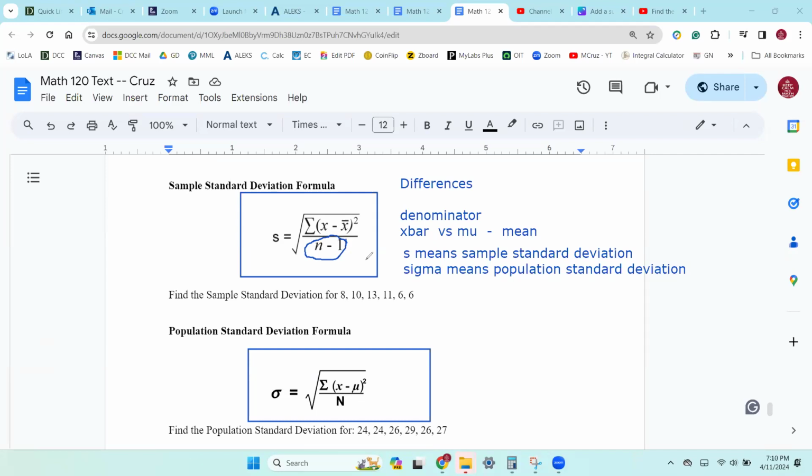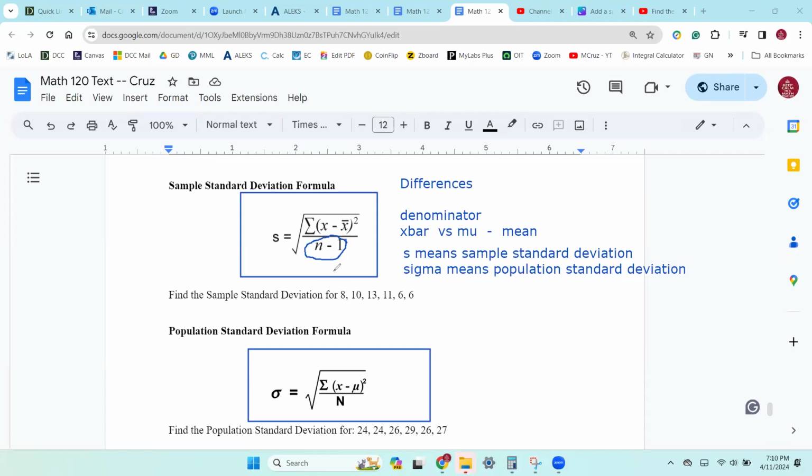All right. So here we're going to have a data set. And so we count. For the sample standard deviation, the one thing that's different is we have to subtract 1 from however many elements there are in our set. For the population, we don't. Now, there's a reasoning behind that. If you're interested, it's very simple.